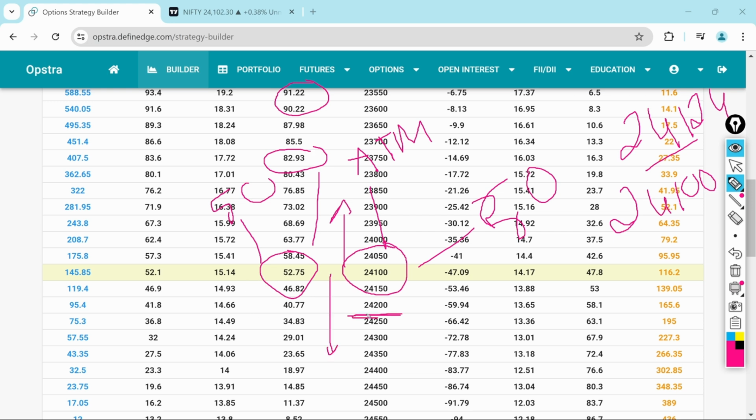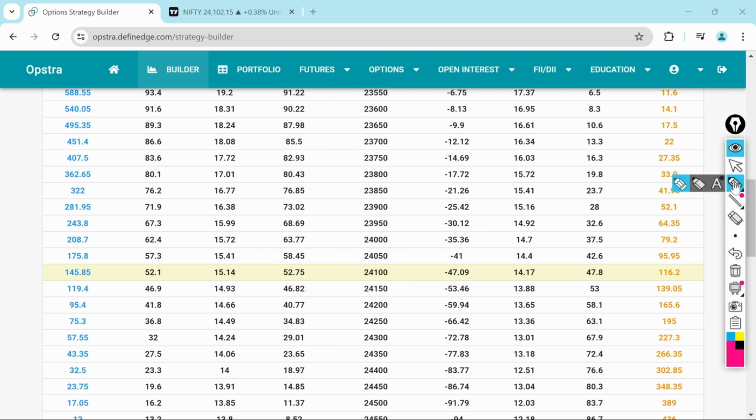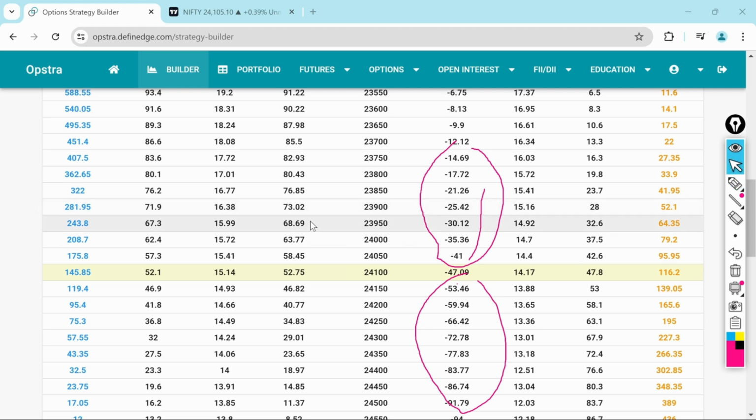If you see the delta of the 24,200 call, you can see it is 40, and at 24,300 it is 29, you can say 30. Same with respect to the put as well. Here you can see if you go in the money, the delta of the put option increases, and if you go out of the money, the delta of the option decreases. So that means in the money options have more delta and out of the money options have less delta.